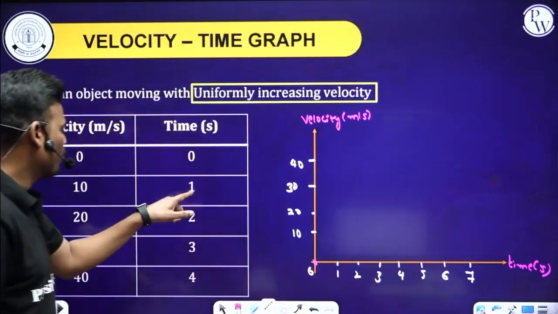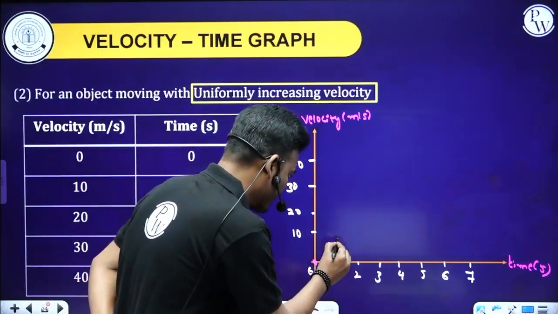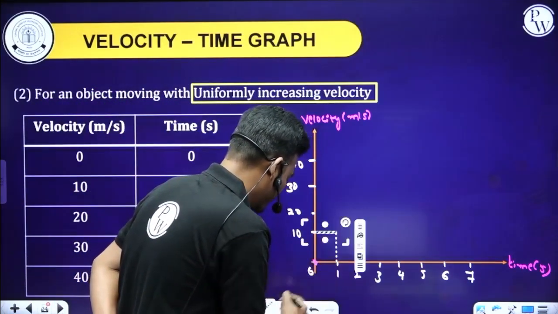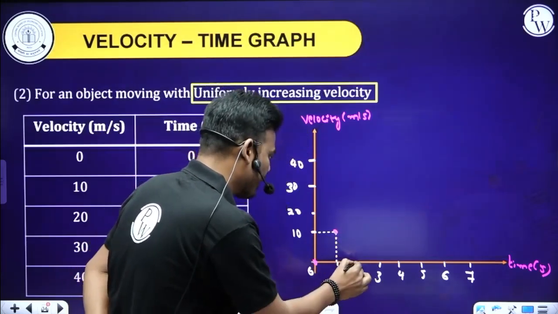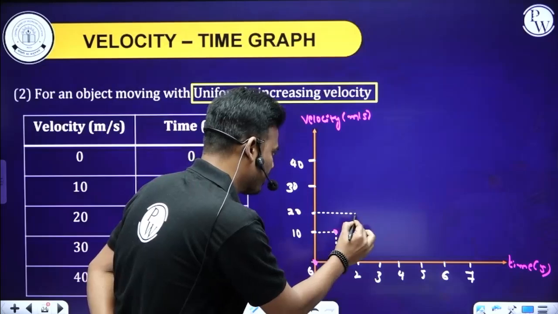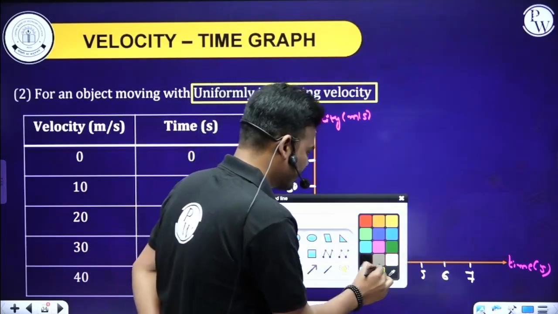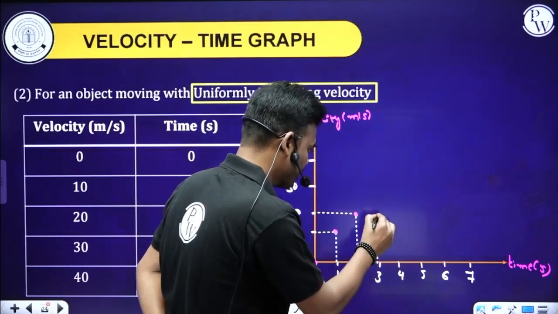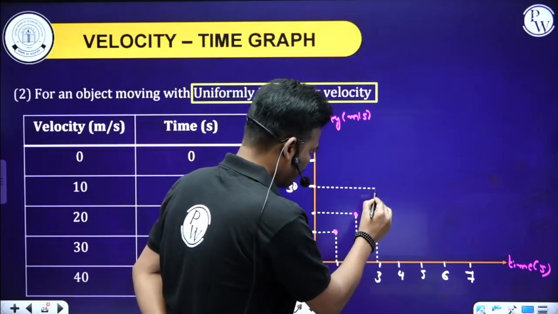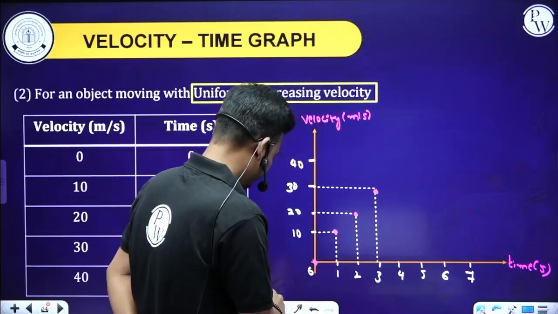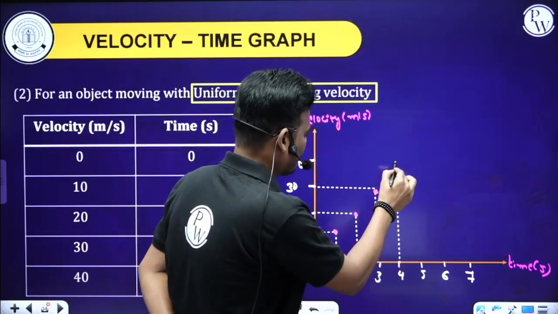The second point is 1 second, where the velocity is 10 meters per second. So this is the point. Now in 2 seconds, 20 meters per second. And at 3 seconds, 30 meters per second. Okay, and the 4th second.